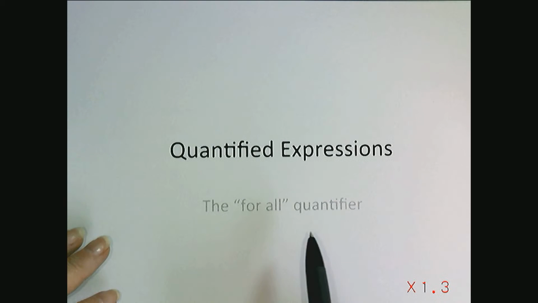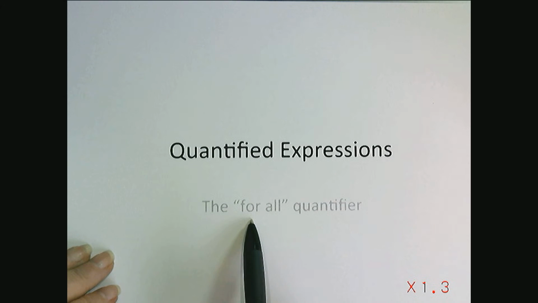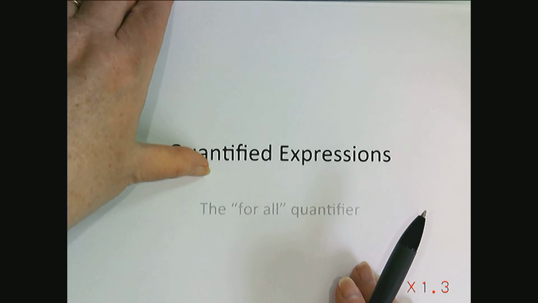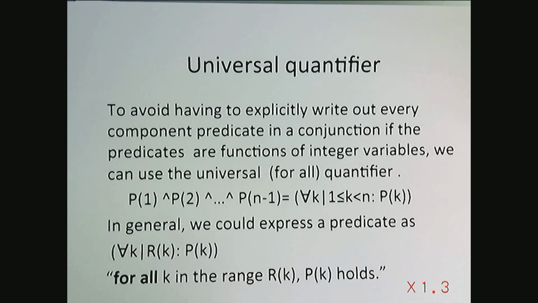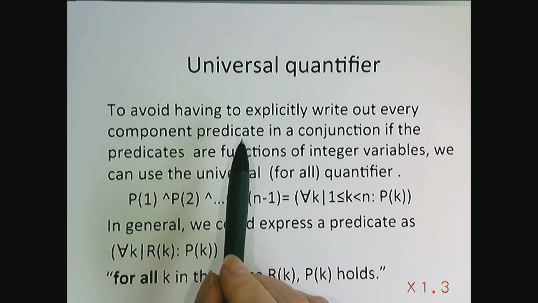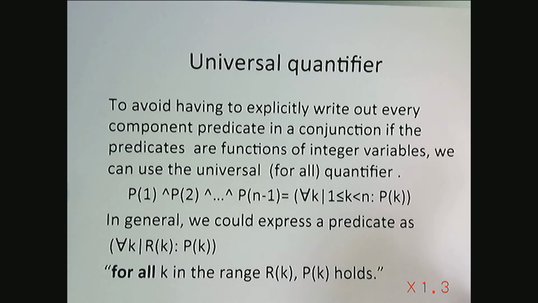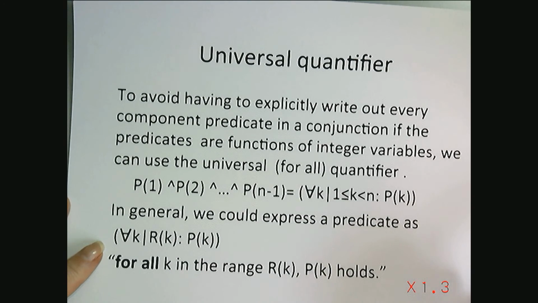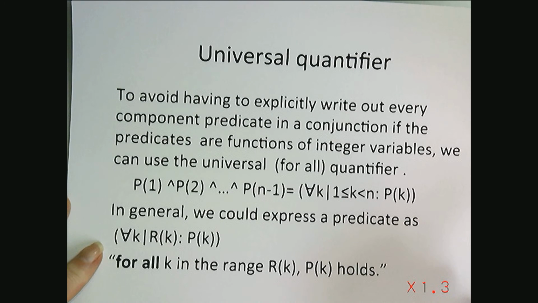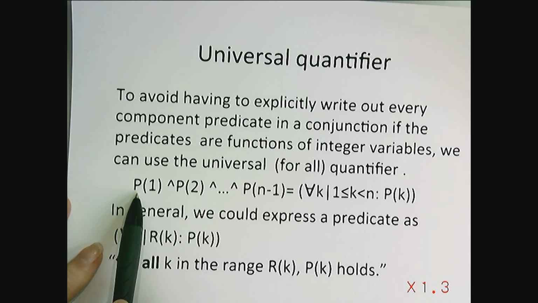In this video, I want to look a little bit more at the for all quantifier. Sometimes that's called the universal quantifier. So, to avoid having to explicitly write out every component in a conjunction, we might use the universal quantifier, or for all.